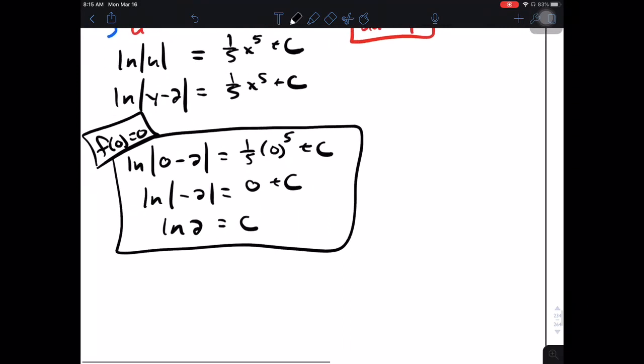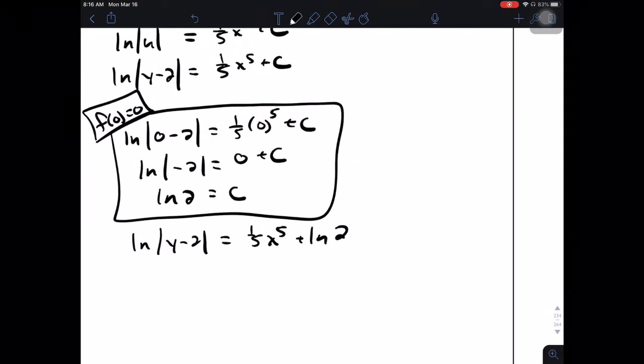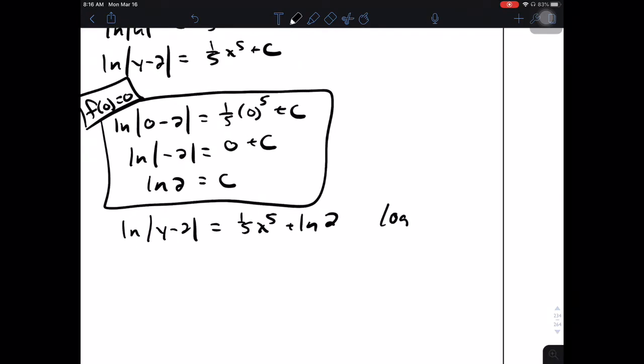Fun has not stopped yet. So now we got to figure out what the particular solution is now that we know what c is. So we got natural log of the absolute value of y minus 2 equals 1/5 x to the 5th plus natural log of 2. We need to try to solve for y. This is currently in log form. This is currently written as log base e of the absolute value of y minus 2 equals.